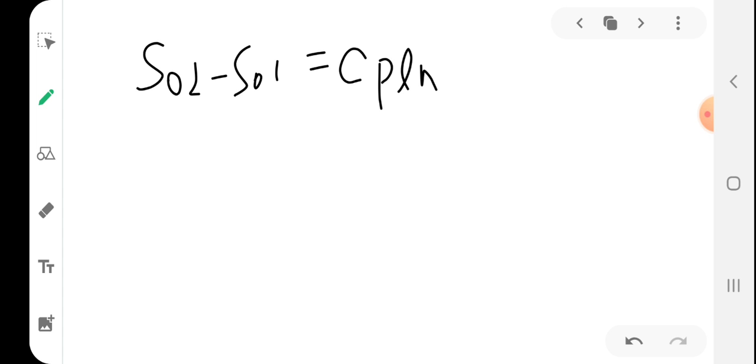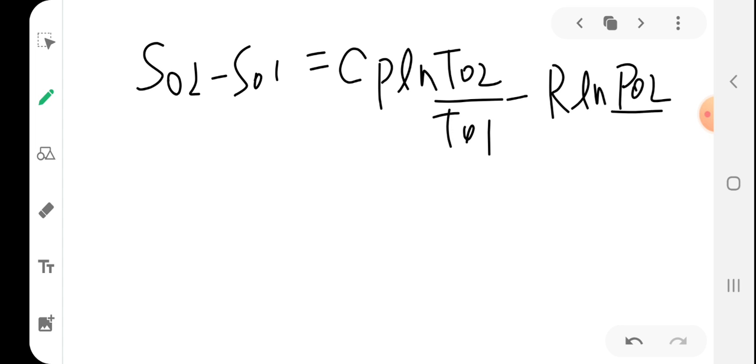So now just have a look at S02 minus S01. S02 minus S01 can be written as Cp log T02 by T01 minus R log P02 by P01.